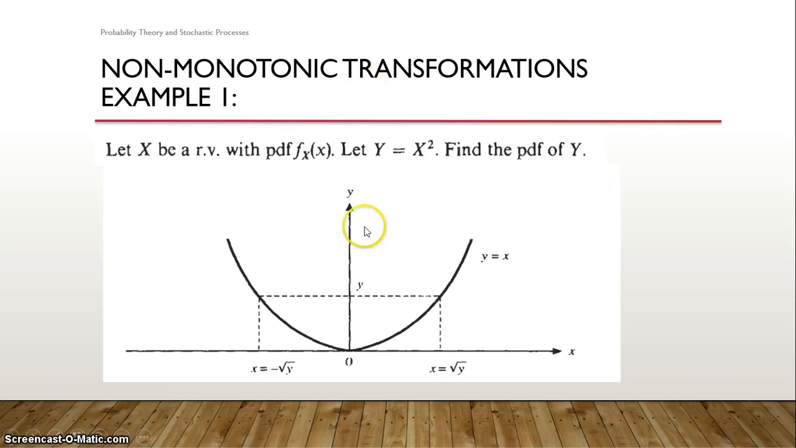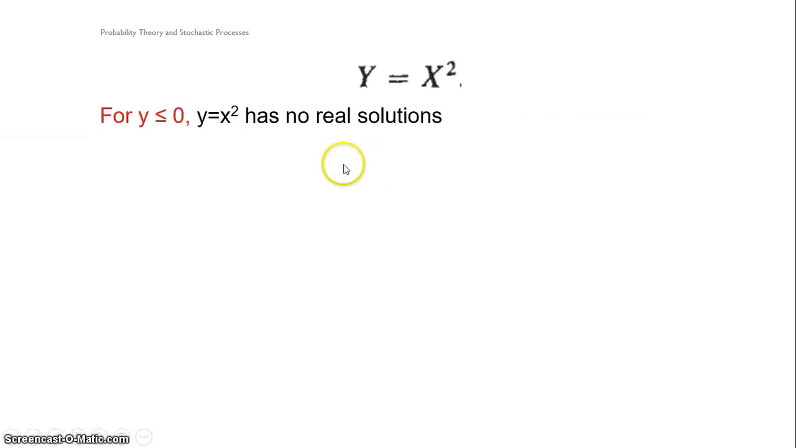So let us calculate for y is equal to x square. Here also you have to check, when you see the graph, whether you have any solutions. Does the function exist when y is less than 0? No. It exists only when y is positive. So when y is less than or equal to 0, it has no real solutions. That is why its density function is also equal to 0. So fy of y is equal to 0.